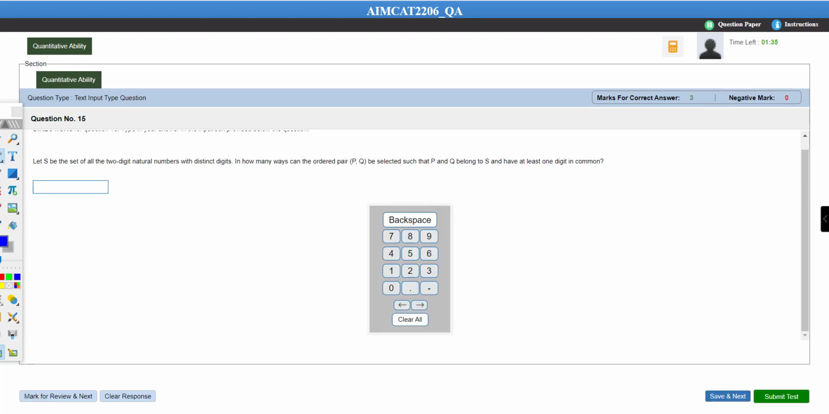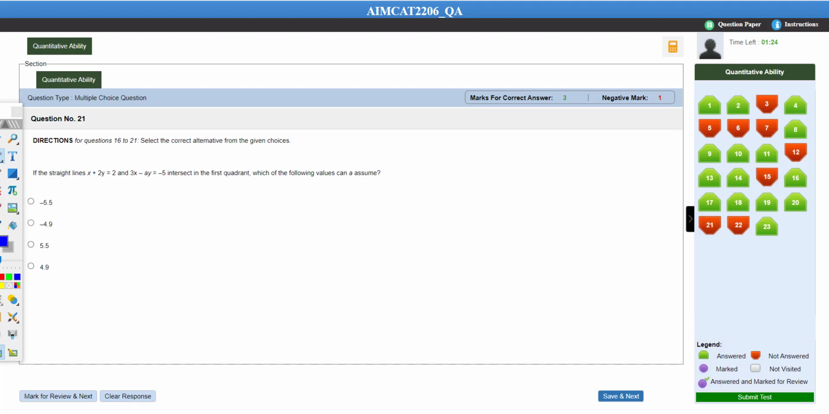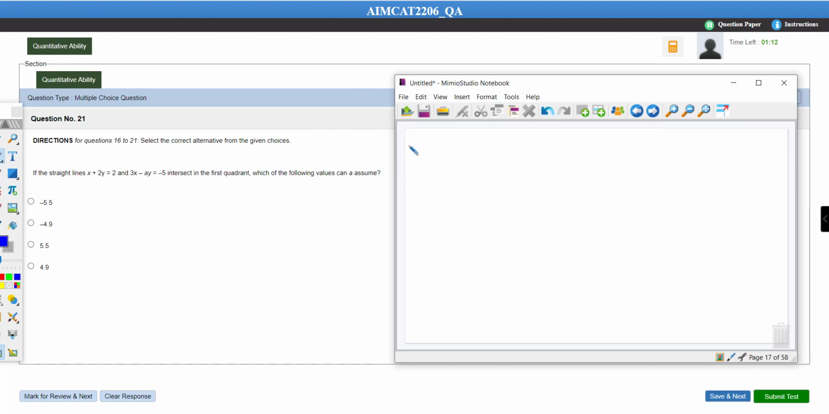After this, look here, this looks difficult as of now. We are left with 1.5 minutes. Hold on, let me check which other question we can solve. This one, let's try this one. If a straight line x plus 2y is equal to 2, 3x minus ay is equal to minus 5 intersect in the first quadrant. Okay, let's try this. From the first equation, x plus 2y is equal to 2, where x and y are greater than 0, they are in the first quadrant, so we can say that x is equal to 2 minus 2y. The second equation is 3x minus ay is equal to minus 5. Oh, I don't think we will be able to do this.